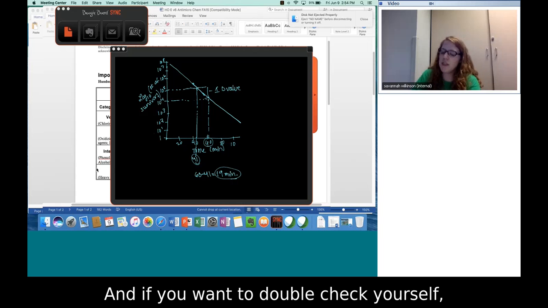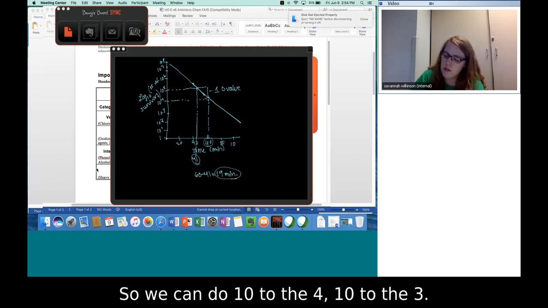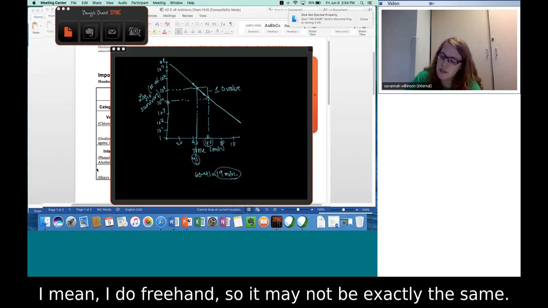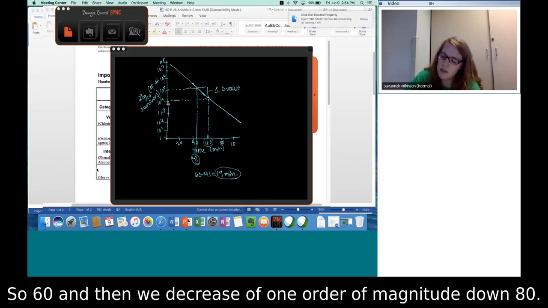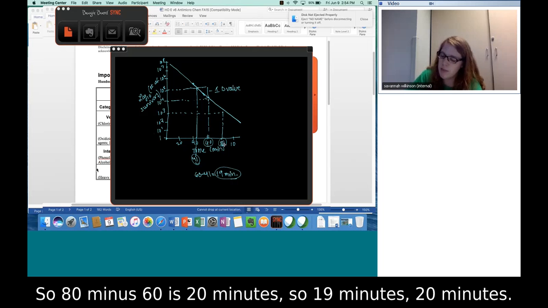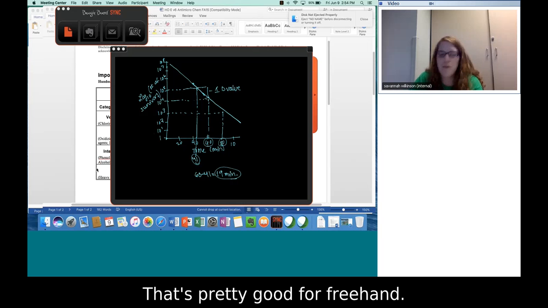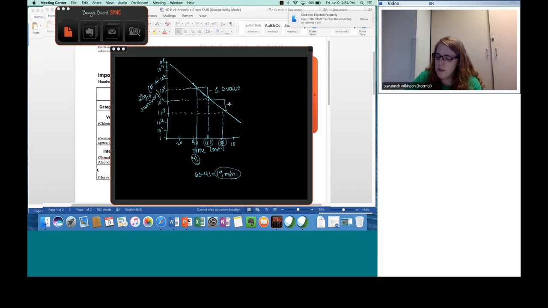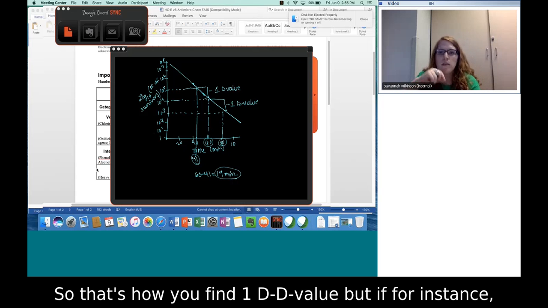And if you want to double check yourself, you could pick 2 other points. So we can do 10 to the 4, 10 to the 3. I do this freehand, so it may not be exactly the same. So 60, and then we decrease 1 order of magnitude down to 80. So 80 minus 60 is 20 minutes. So 19 minutes, 20 minutes. That's pretty good for freehand. But anyway, that was another D value. So that's how you find 1 D value.